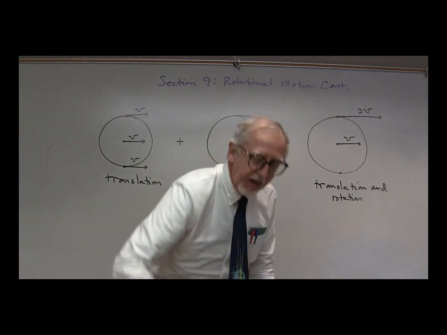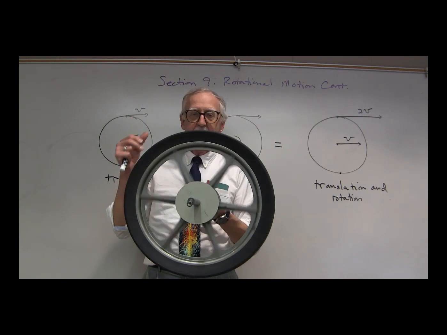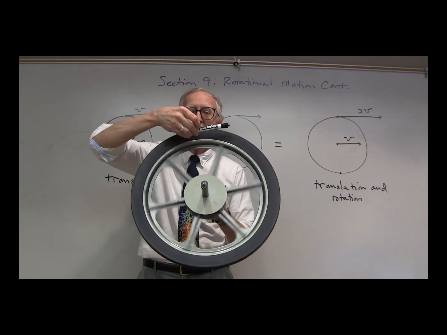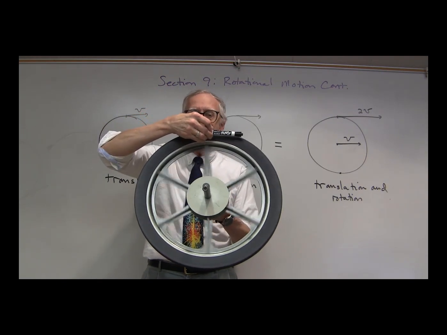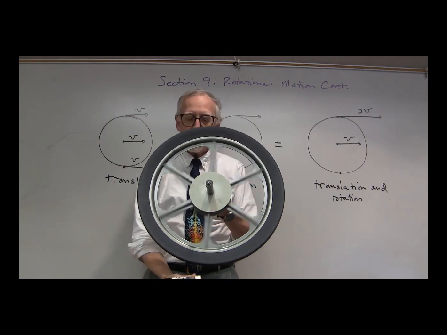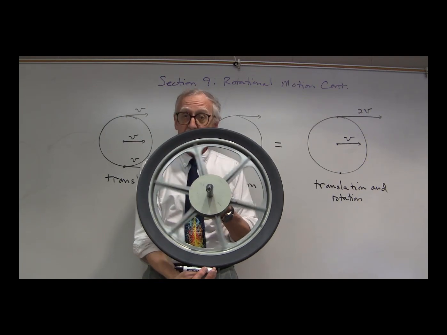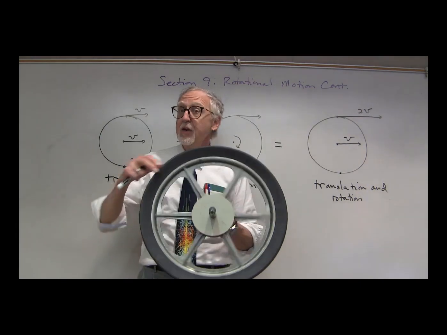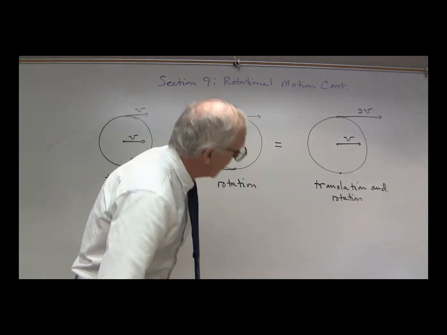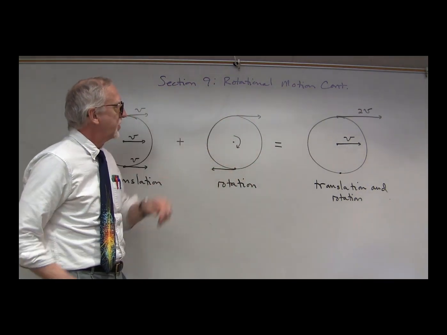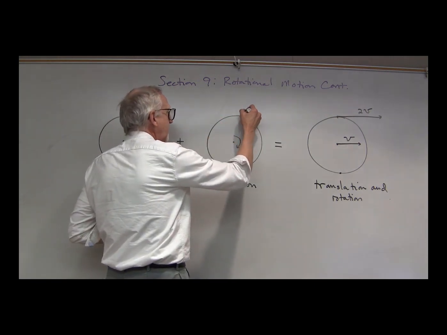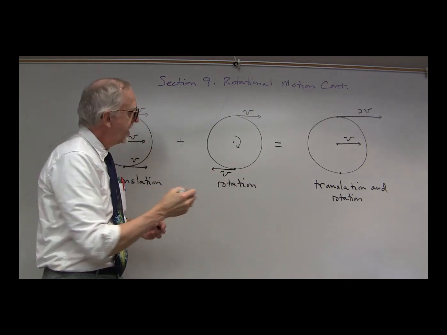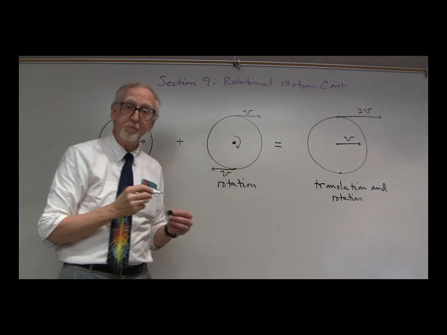What if we had a wheel that is rotating but not translating? Well, then a point at the top of the wheel we have moving to your right at velocity v. A point at the bottom of the wheel we have moving to your left at velocity v. But the center, the axis, is not moving at all, so it's stationary. So we have a point at the top moving to the right at velocity v, a point at the bottom moving to the left at velocity v, and the center not moving at all.